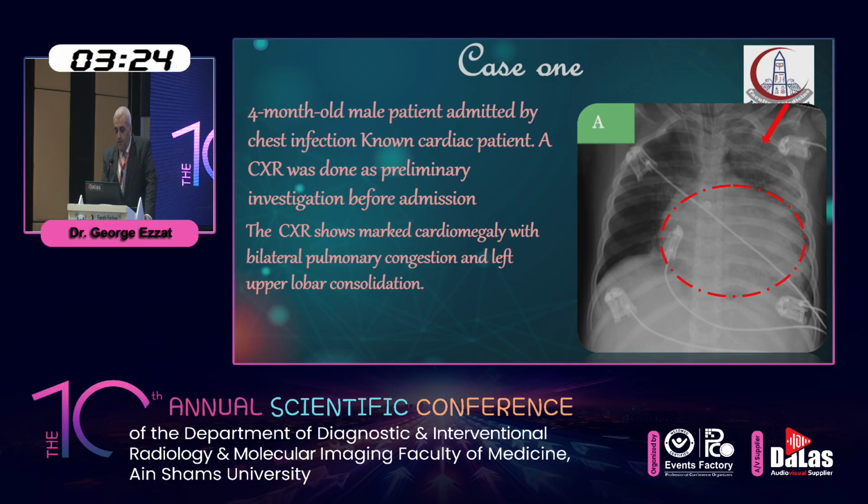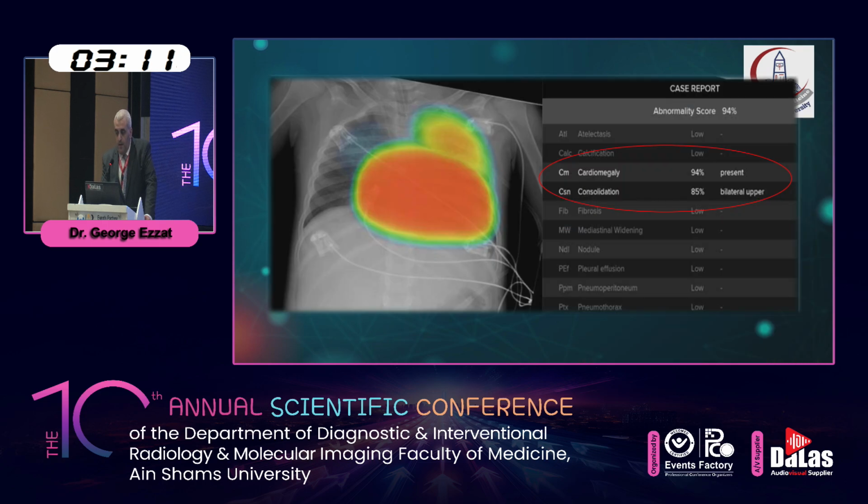Examples of some cases: a 4-month-old male admitted by chest infection, a non-cardiac patient. Chest X-ray, as you can see, shows cardiomegaly with bilateral pulmonary congestion and left upper lobar consolidation. The AI did very well, actually. It picked up the cardiomegaly and picked up also the left upper lobe consolidation with a heat map indicating high sensitivity. But the problem is it picked up also a right upper lobe consolidation, which is kind of equivocal, but it showed it in a lower probability. So this will need confirmation by a consultant radiologist.